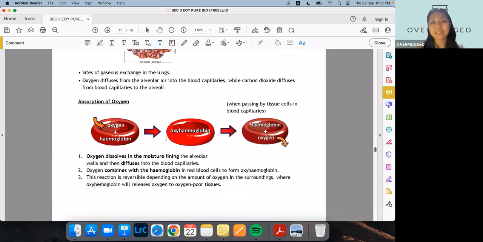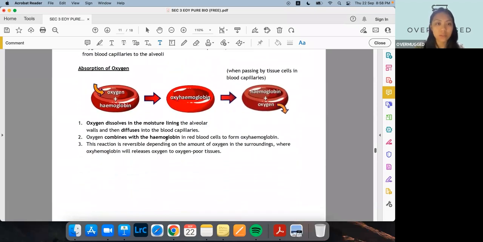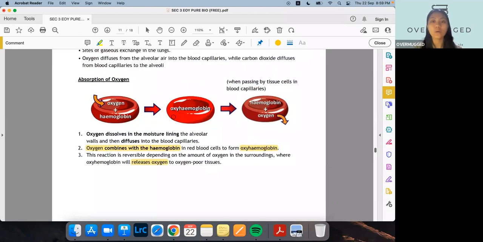And then how exactly is oxygen being transported? It is the hemoglobin found in your red blood cell, and when they combine, they form oxyhemoglobin. This is a reversible reaction, which means that after oxygen combines with hemoglobin to form oxyhemoglobin, it can release oxygen again to oxygen-poor tissue.